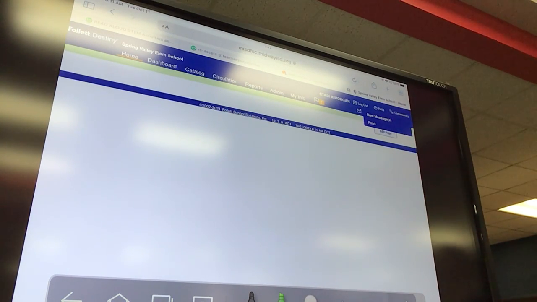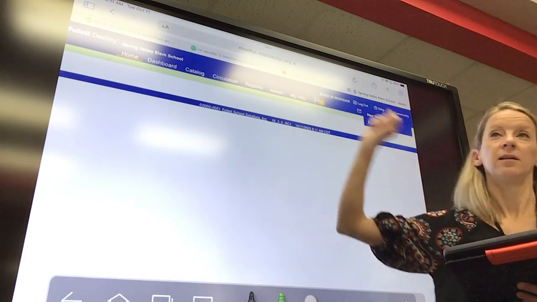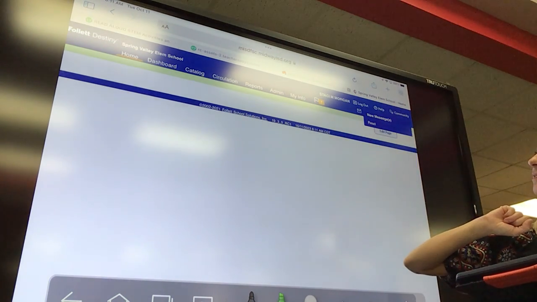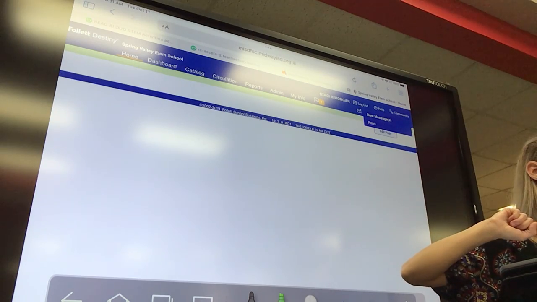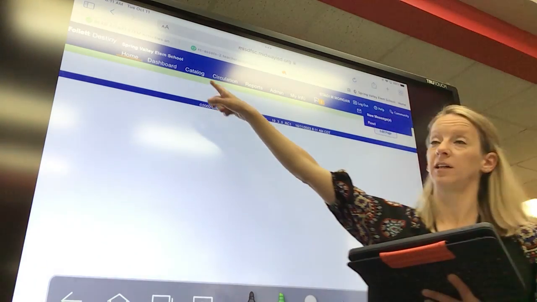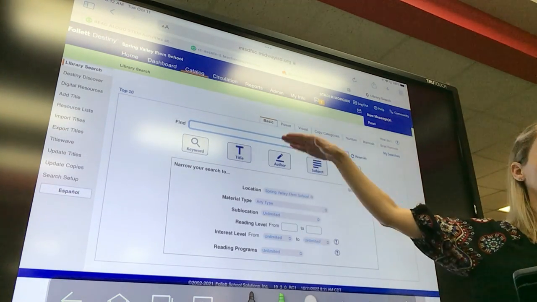Okay, so you're logged in, so the first thing we're gonna do is go where? Where do you go up here? Where are you gonna go? Do y'all know? Okay, we're gonna go to catalog. That's the first thing. And that's where we're searching for books in our library, right?